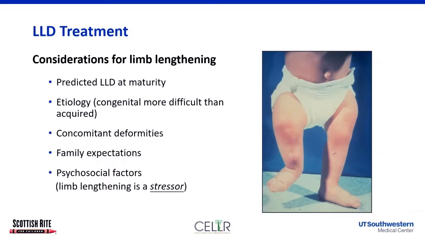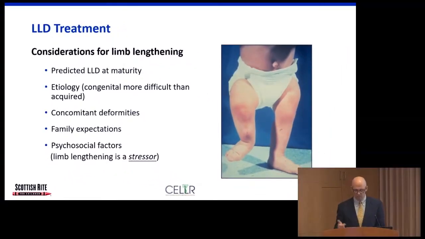Considerations for limb lengthening. When we're talking to a patient about limb lengthening, the important thing is to know what the predicted limb length difference at maturity is, because that's going to affect how many lengthenings they might need and other associated procedures. The etiology. If we have to lengthen someone who has a congenital deficiency, that's much harder than lengthening someone who had a growth disturbance after trauma or after, let's say, cancer or tumor.